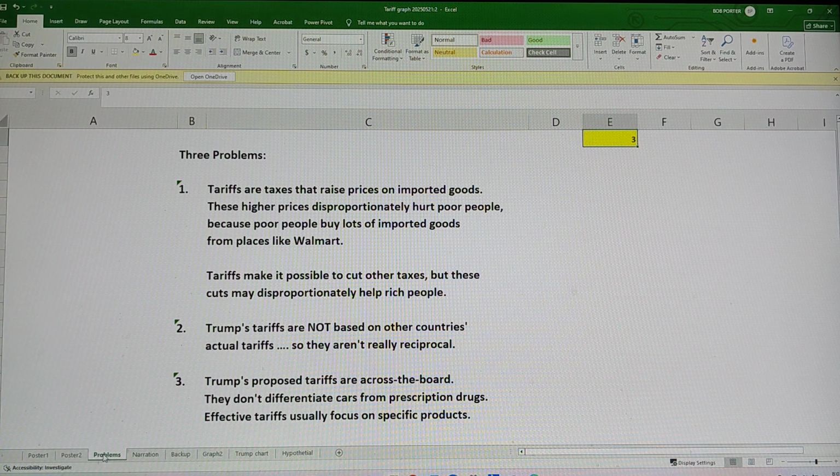Second, Trump's tariffs are not based on other countries' actual tariffs, so they aren't really reciprocal. And third, Trump's proposed tariffs are across the board. They don't differentiate between cars and prescription drugs. Effective tariffs usually focus on specific products.